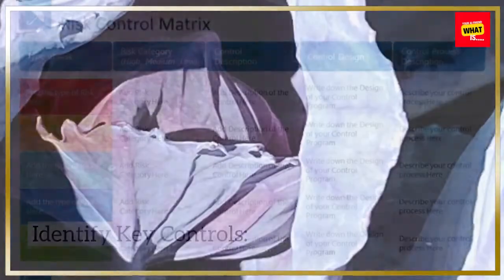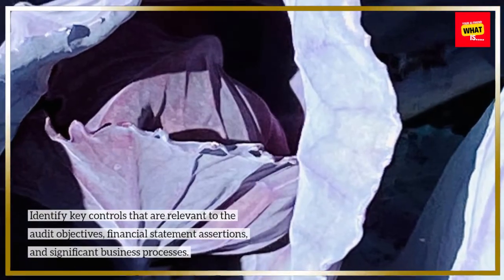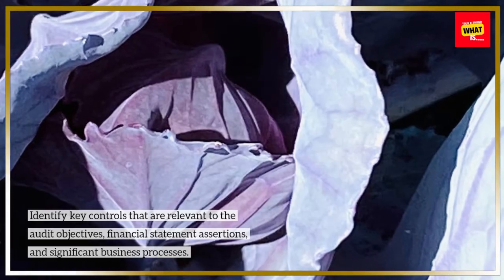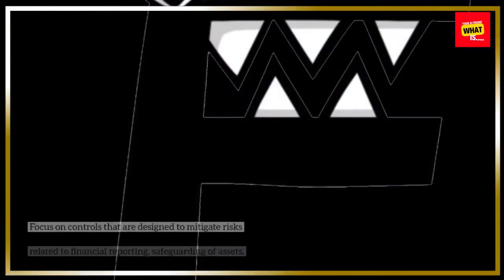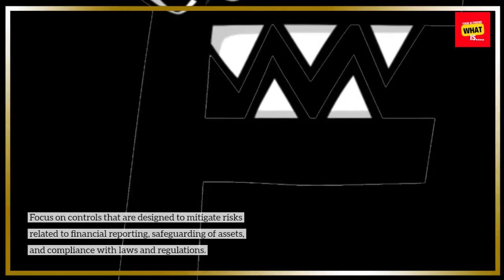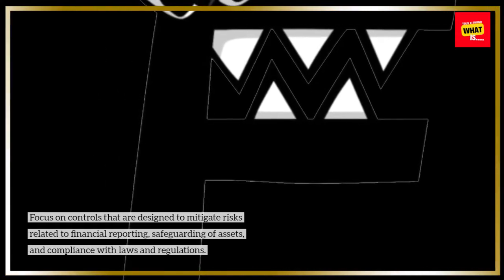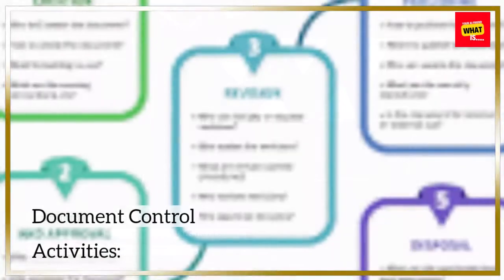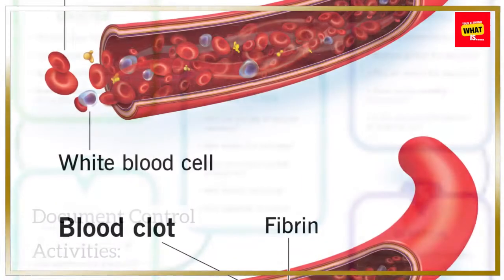Identify key controls. Identify key controls that are relevant to the audit objectives, financial statement assertions, and significant business processes. Focus on controls that are designed to mitigate risks related to financial reporting, safeguarding of assets, and compliance with laws and regulations.